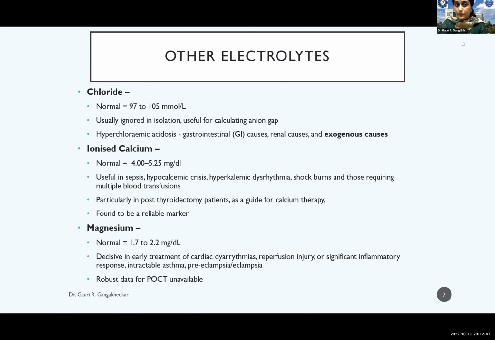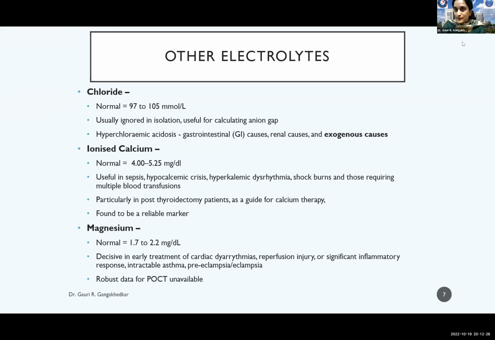What about the other electrolytes that we see? You have chloride, right? So in isolation, we rarely use chlorides, but we use them to calculate anion gaps. Now, where these become useful is when we're looking at values such as hyperchloremic acidosis, where most commonly you have GI and renal causes where the bicarbs are falling and you need to know why that's happening.